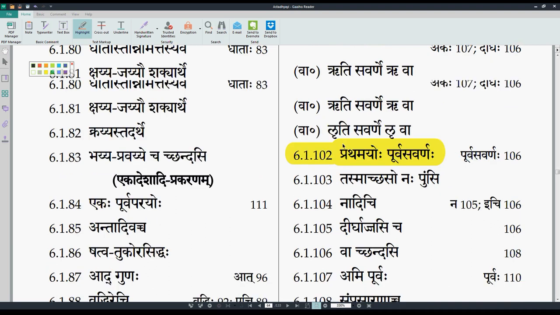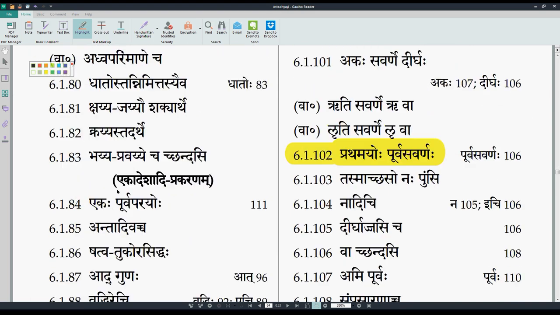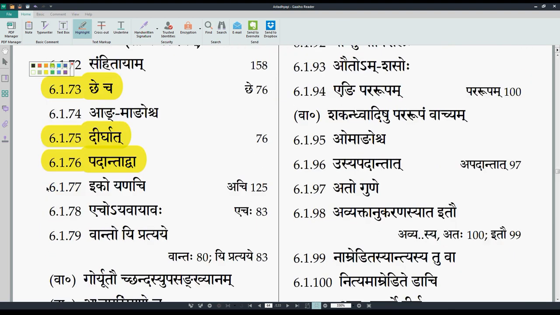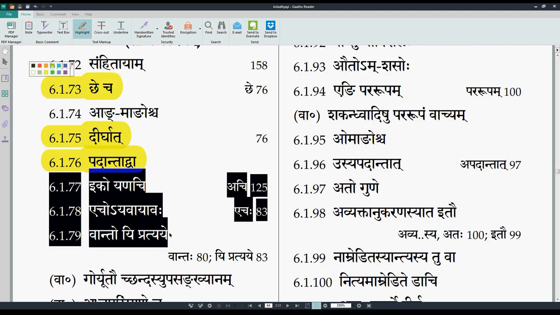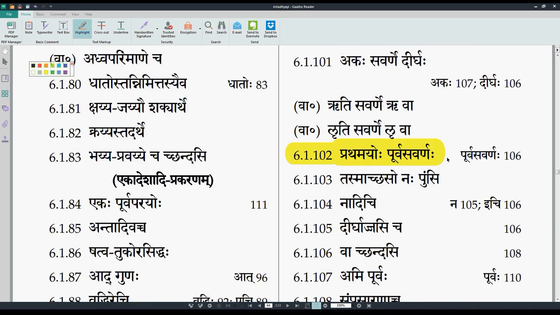Here, you see earlier, Akah Savarne Dirghah, Ato Gune, and all of these starting from this sutra, Iko Yanachi. So, we have done this sutra, Iko Yanachi, Echo Yavayavah, Vanto Yi Pratyaye. What does it say? This achi goes till 6.1.77 to 6.1.175. And our current sutra is 6.1.102. So here you have achi as anuvritti. You have akah as anuvritti, which goes till 107. Dirgha as anuvritti, 106. So you have Prathamayoho, Purva Savarna, akah, dirgha, achi.